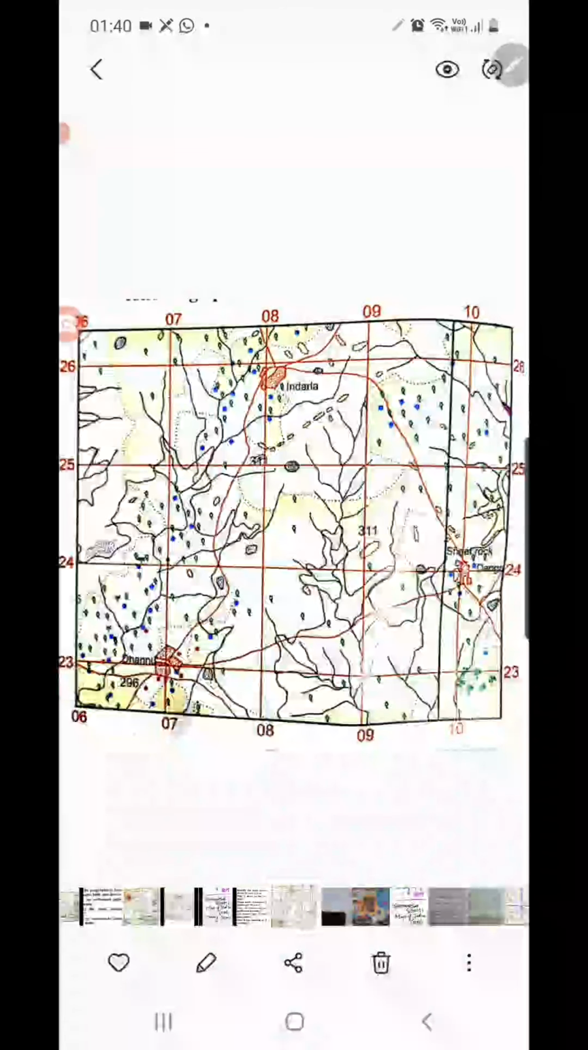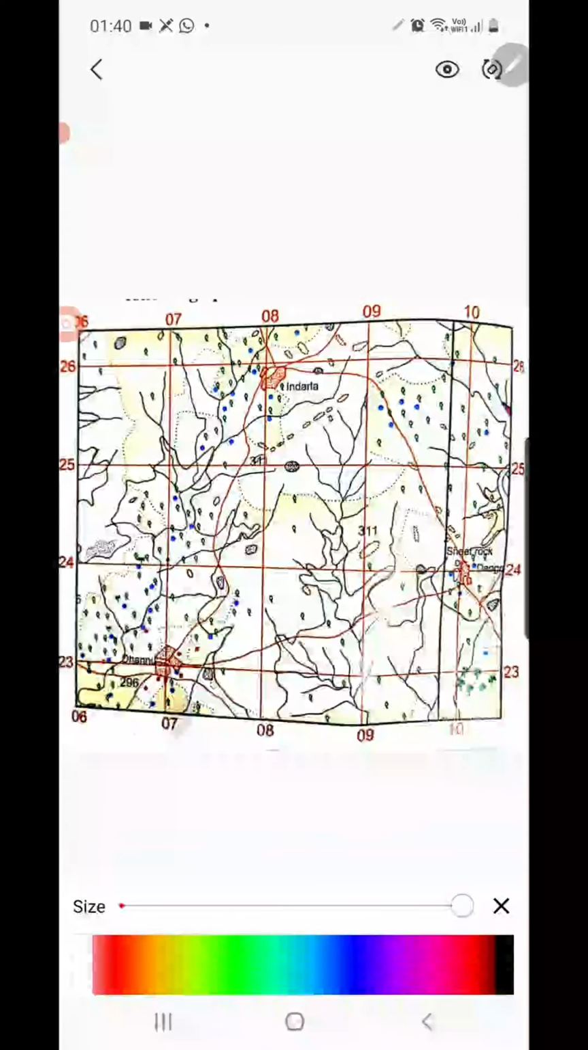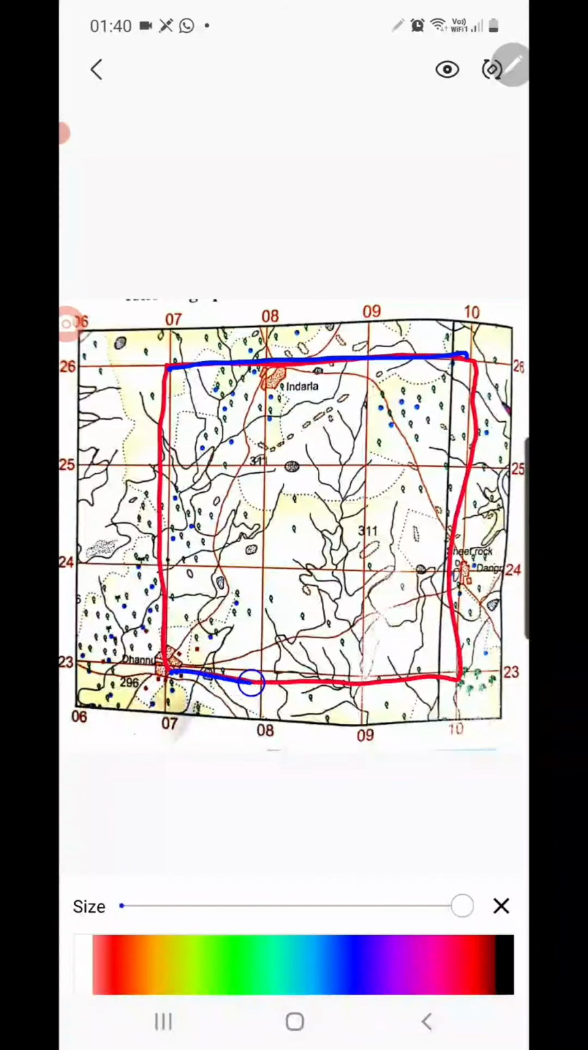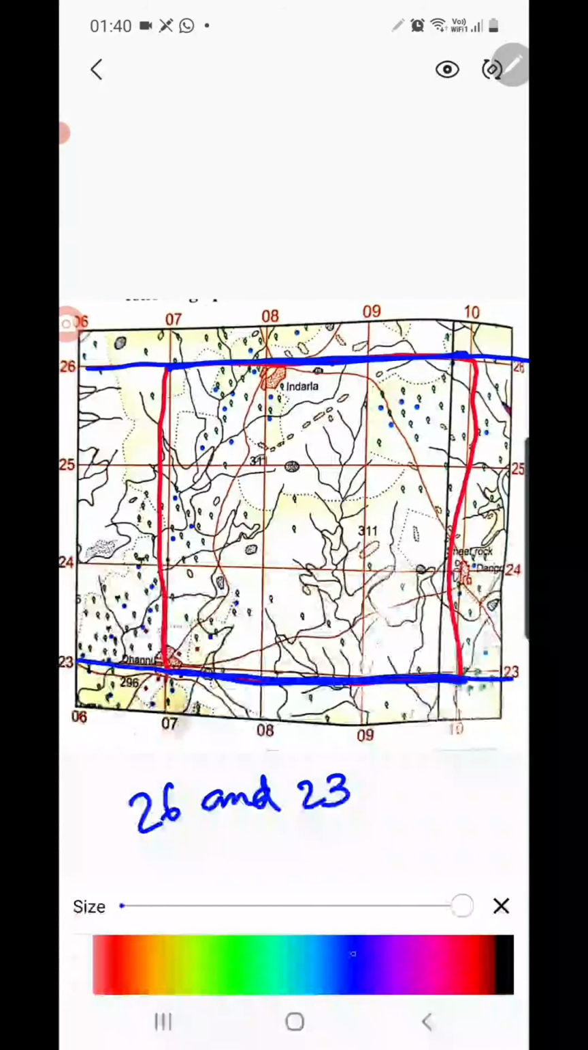How to find the area? Find the area of northings. This is the northings. Here this is northings and this is also northings. Find the area between northings 26 and 23. So here this is the 23 northing, this is the 26 northing. And eastings 0, 7 and 10. Okay, so let's see how many squares are coming here.